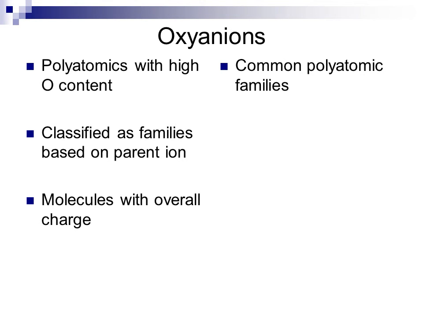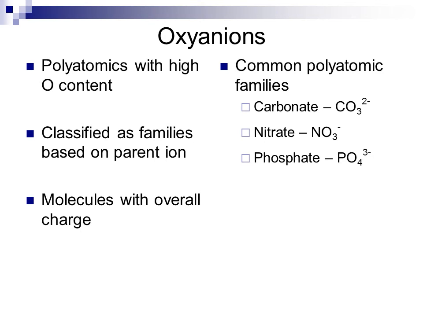There are a number of common polyatomic families that we deal with. There are carbonates, which are based on the parent ion carbonate, CO3 2-, nitrates, which are based on the parent ion nitrate, NO3-, phosphates, based on the parent ion phosphate, PO4 3-, sulfates, based on sulfate, SO4 2-, and chlorate, based on ClO3-.